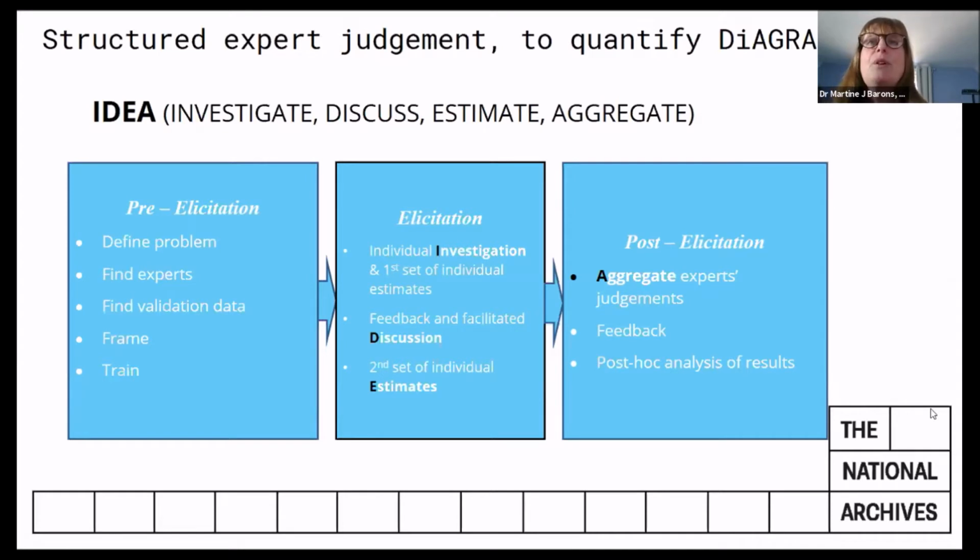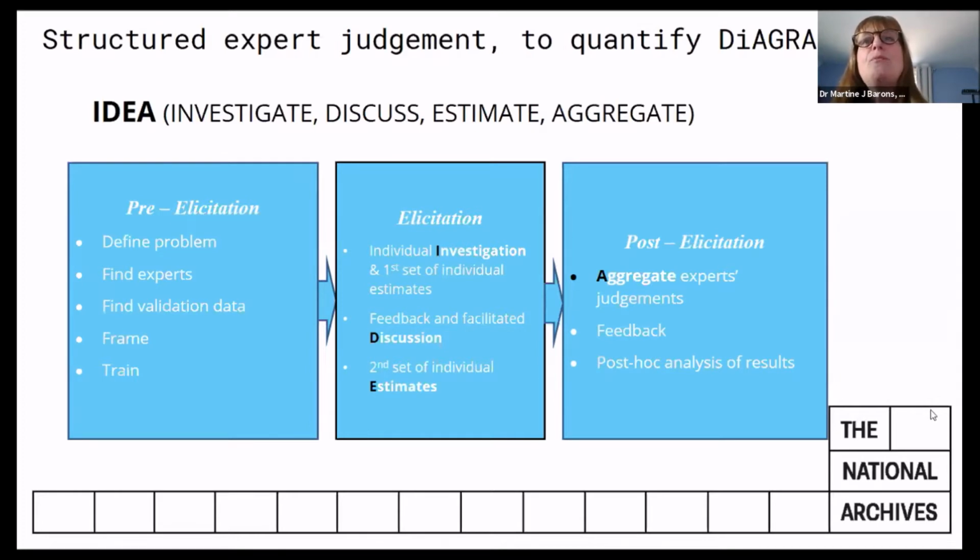So this particular protocol, investigate. So the first thing is, it depends on the particular subject matter. You might send out research papers. You might get people to read their reports of the industry or of their archive or whatever. And then you ask each individual to give you their estimates. Then you anonymize those and discuss them in a facilitated discussion, facilitated so that you don't get the same person talking all the time. And then you ask for a second set of individual estimates.